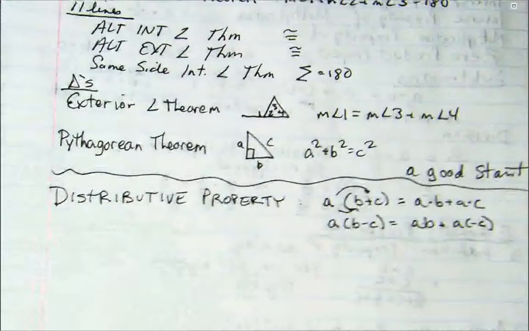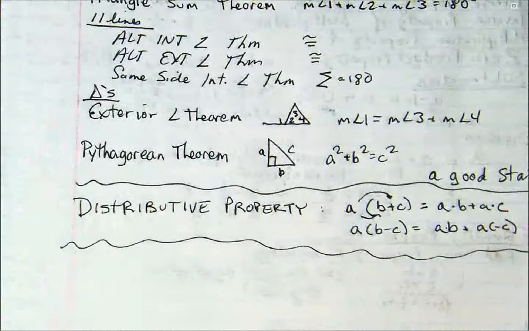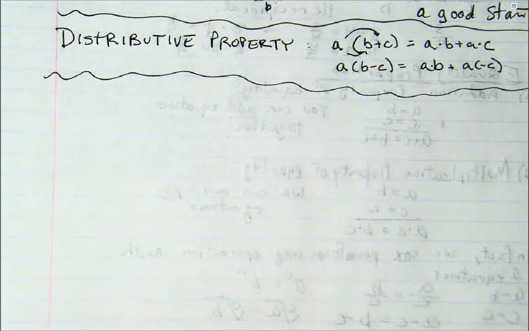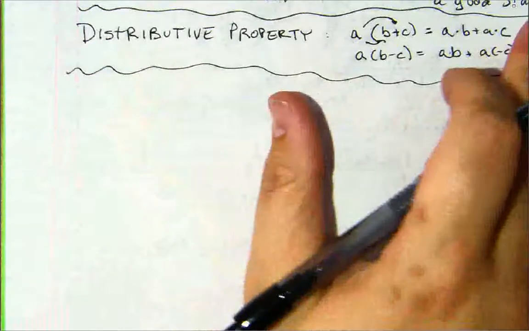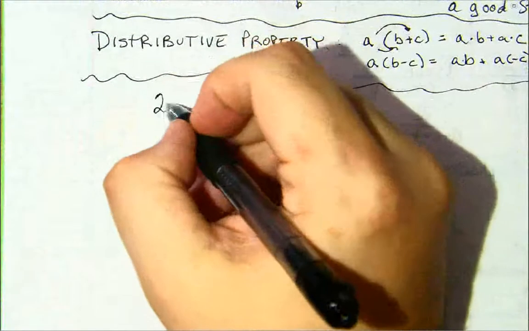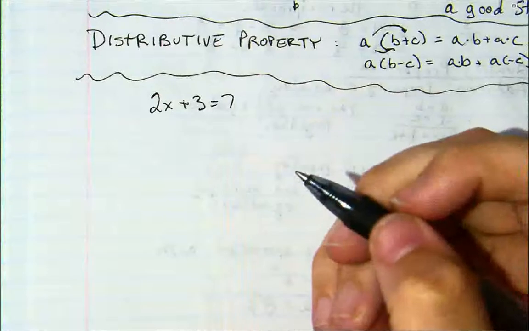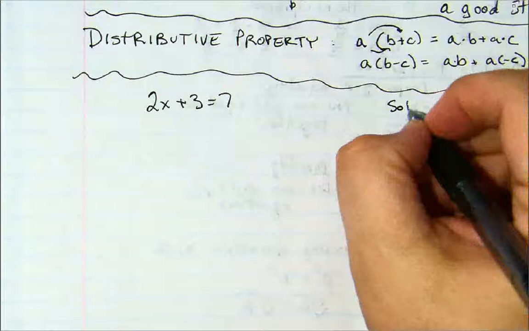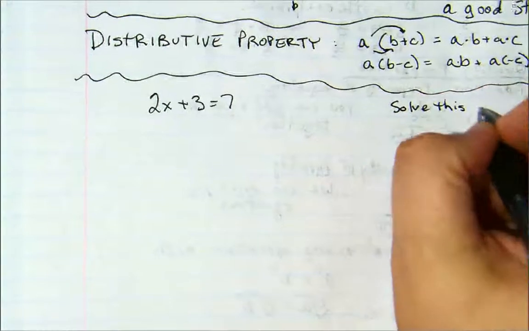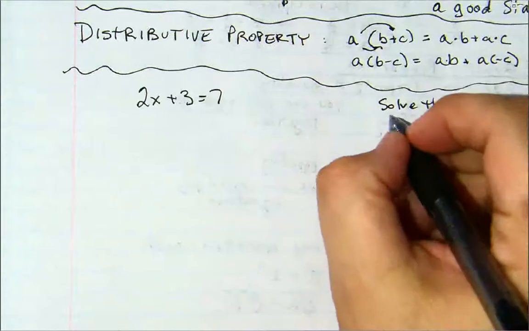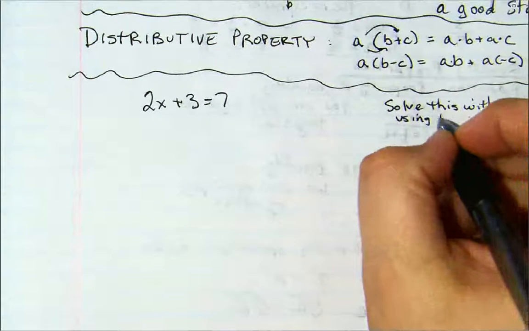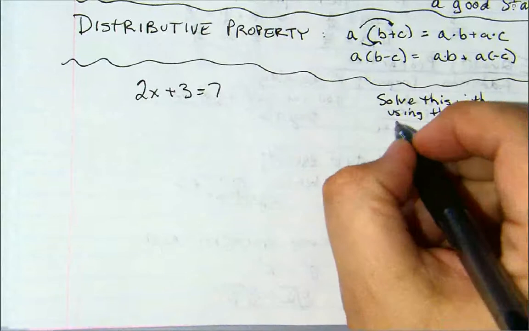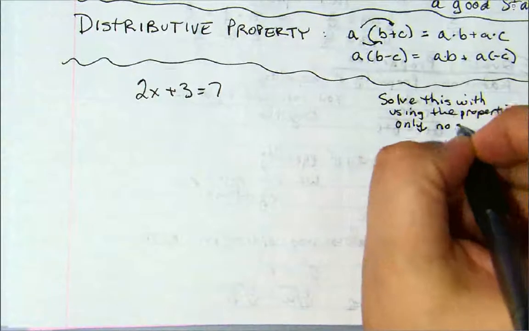Now, I'll draw that line again, because I wanted to make sure that that guy got in there. Now, here is, I will say, the biggest and most important reason why. Let's say we just have 2x plus 3 is equal to 7. And I would say solve this using the properties only, no shortcuts.